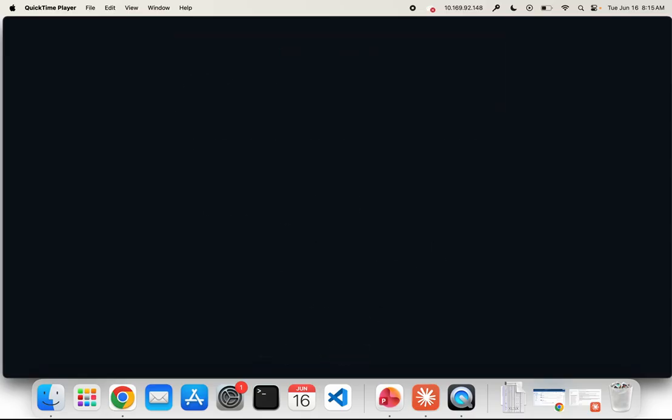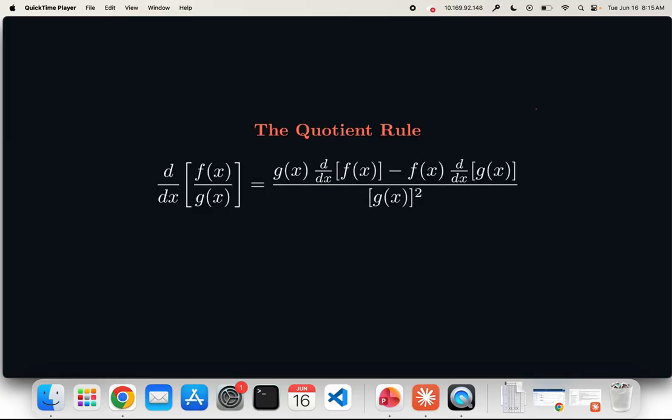And then the next rule is called the quotient rule. This is when you try and differentiate a function divided by another function. And this rule is a little bit more complicated than the product rule. It is that you take the bottom function, g of x, you leave it alone, you differentiate the top function, minus, notice the minus, you take the top function, you leave it alone, you differentiate the bottom function, and then you divide everything by the bottom function squared. Notice this is a little bit complicated, so let's do an example.